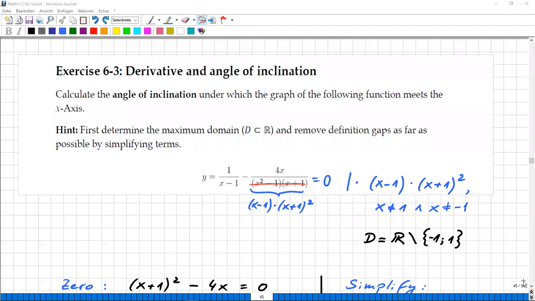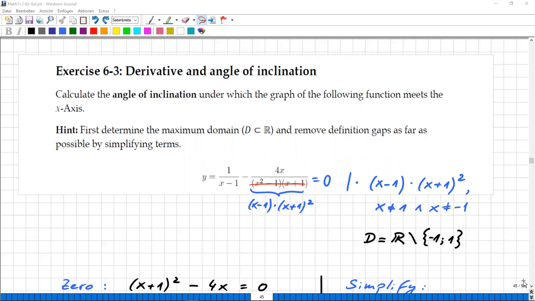Exercise 6, number 3. This time a little bit more than just taking the derivative of a term. This is quite a nice exercise, I think. I like it because it contains a seeming contradiction, which is not a contradiction in the end. In the end, it must be taken away, of course, in a certain way.